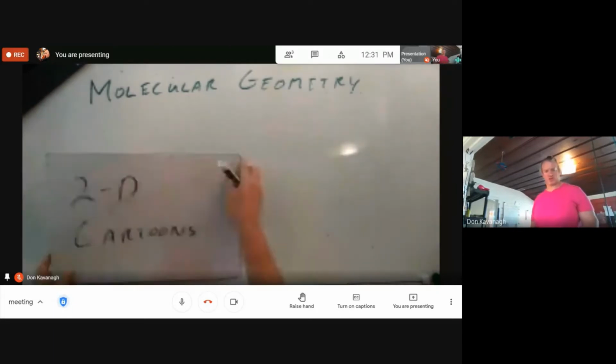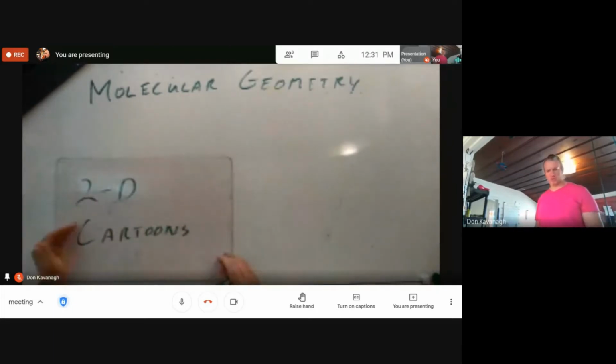The molecular geometry of small molecules begins with a Lewis dot structure. Now, a Lewis dot structure is just a two-dimensional cartoon, and for it to capture the three dimensions, we need to use our imagination a little bit.